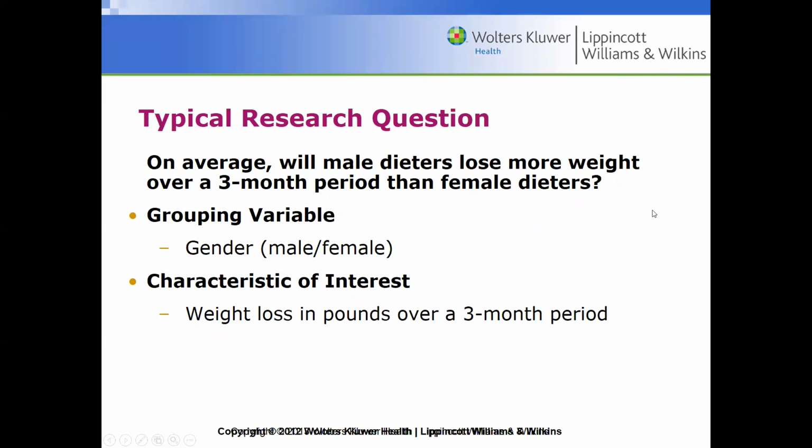So here's a typical research question that you would use a t-test or a Mann Whitney U test on. On average, will male dieters lose more weight over a 3-month period than female dieters? So our grouping variable, which is the independent variable, is gender, and they have it defined just as male and female. And then the characteristic of interest, which we call the dependent variable, would be weight loss in pounds over a 3-month period.